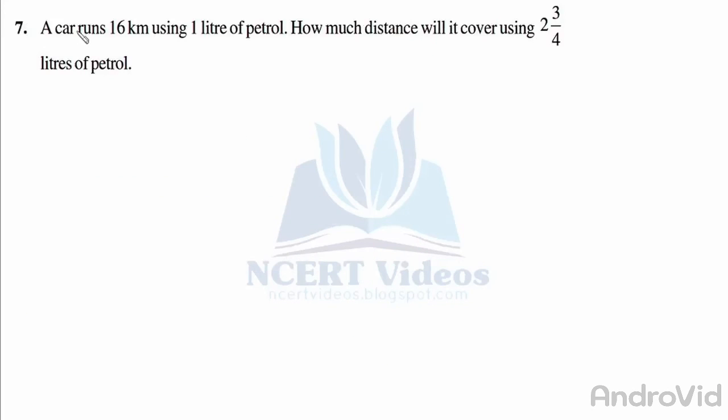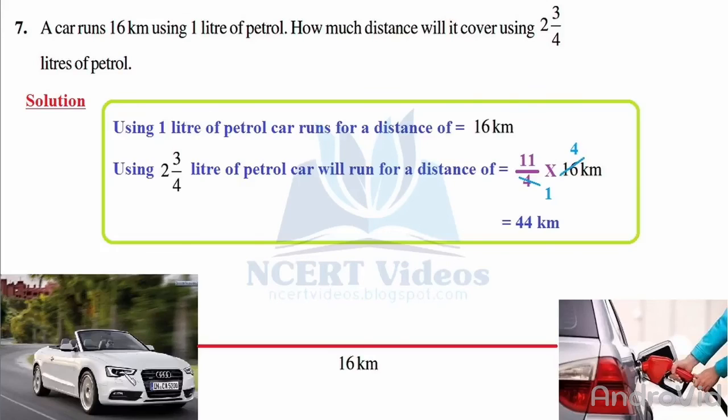Seventh, a car runs 16 kilometers using 1 liter of petrol. How much distance will it cover using 2 and 3 by 4 liters of petrol? So imagine this is a car. When it fills with 1 liter, it can run 16 kilometers. But the question says how far it will go when the tank of the car is filled with 2 and 3 over 4 liters. So you can visualize it in this manner.